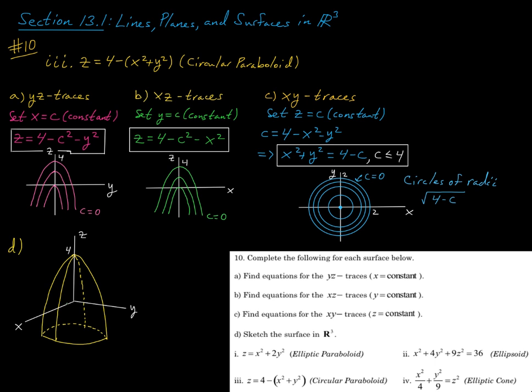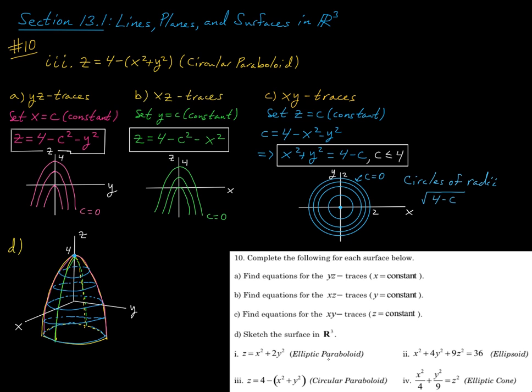So if I cut my surface with planes parallel to the YZ plane, I'm going to get a bunch of parabolas. So if I cut like this, you should see a bunch of parabolas. If I cut parallel to the XZ plane, again, I should see a bunch of parabolas. And then cutting parallel to the XY plane, I'm seeing a bunch of circles. So circular cross sections. So you put these all together and we're going to get this circular paraboloid.